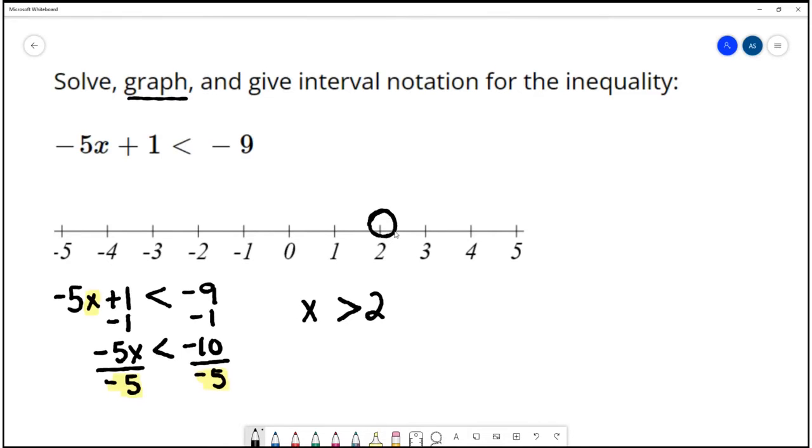So we've marked 2 with the open circle, and we want to shade the numbers that are greater than 2. The numbers that are greater than 2 are going to be to the right of 2 on the number line. So we would shade all of the numbers to the right of 2. And that's the graph of our inequality.